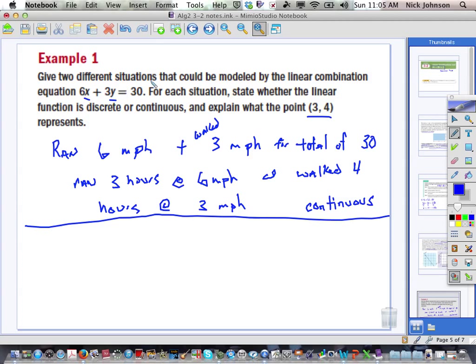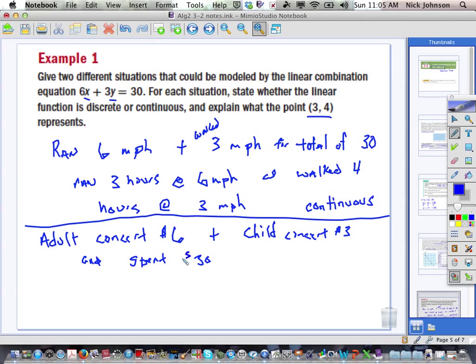Another example, 2 different situations. We could say an adult concert ticket costs $6 plus a child's concert ticket is $3, and we spent $30. So what does that mean?